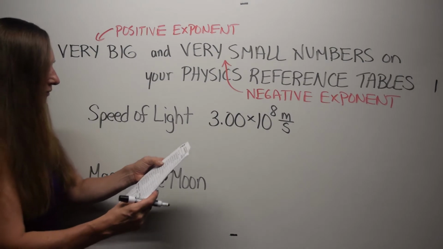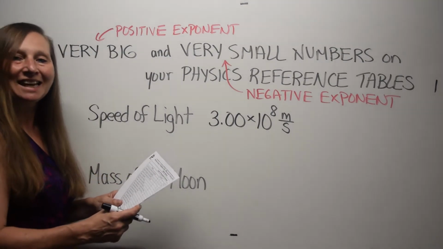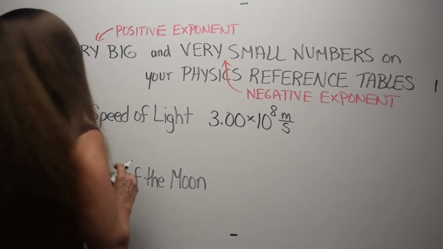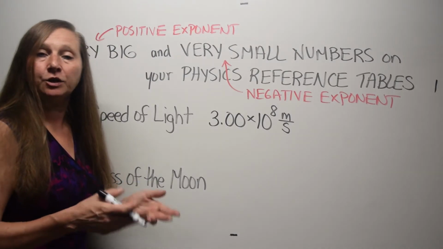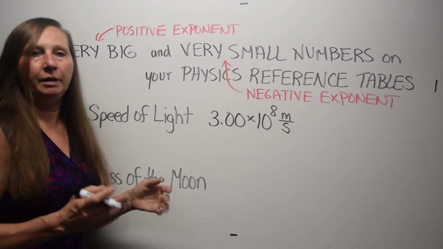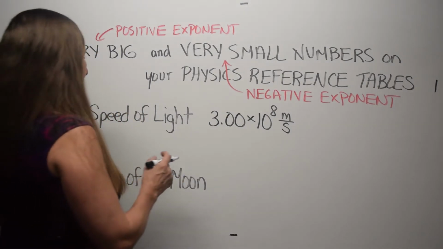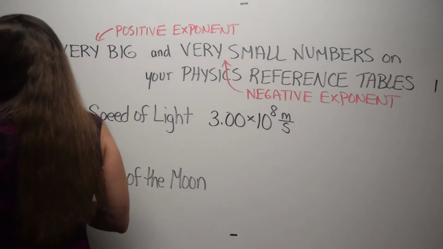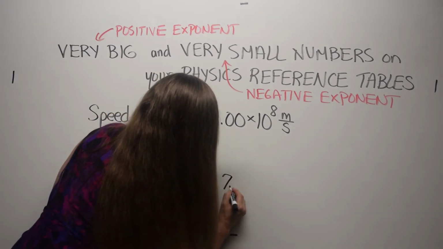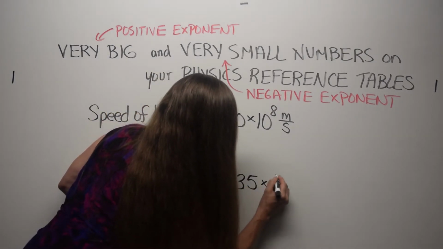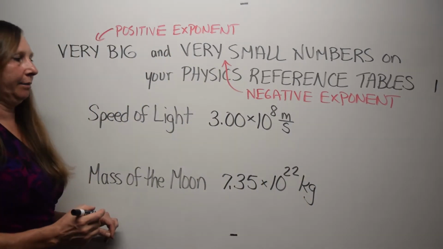Now the mass of the moon is 7.35 times 10 to the 22nd kilograms. Remember, these numbers are on the front of your reference tables. You'll also find numbers with exponents on page 2 and page 4, maybe some of the other pages, but mostly pages 1, 2, and 4. All right, the mass of the moon is 7.35 times 10 to the 22nd, and the unit is kilogram.